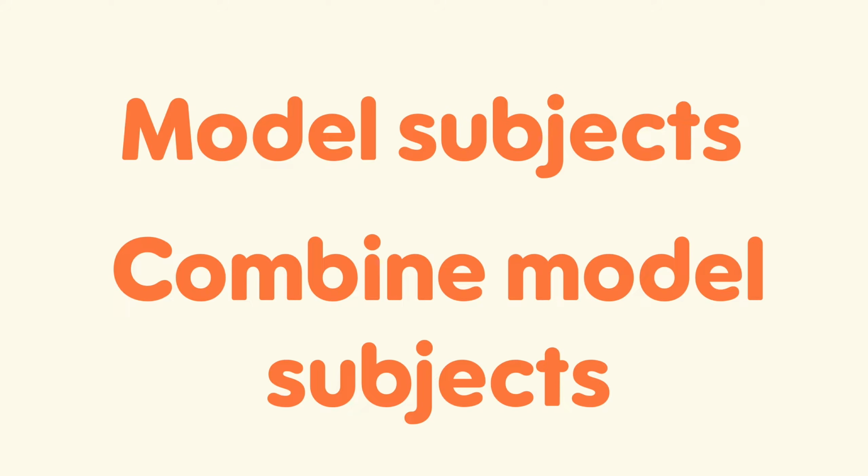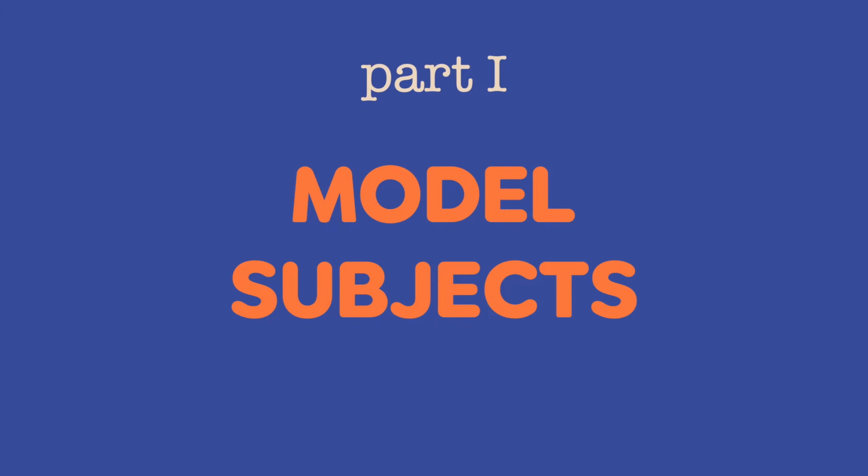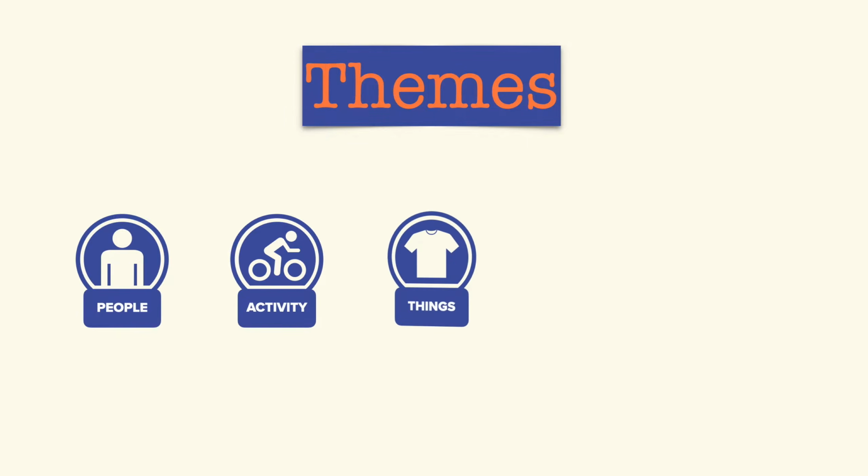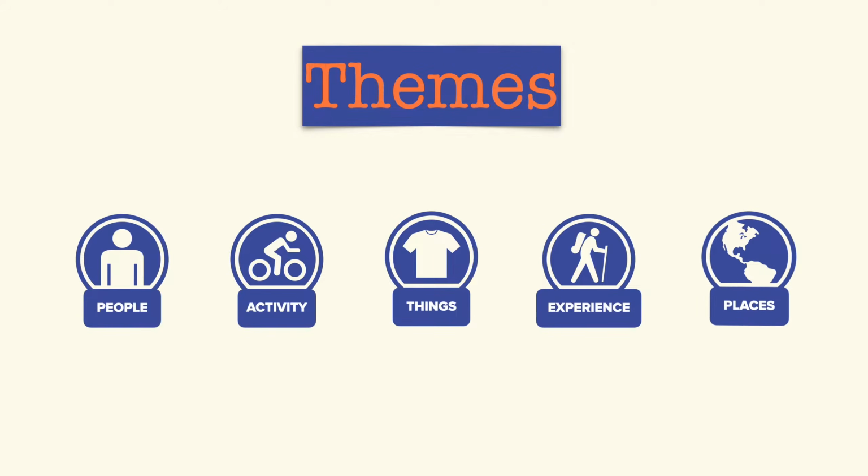This video contains two parts: how to prepare model subjects and how to combine them. So let's talk first about what the model subjects are. As you know, there are 5 common themes in the speaking part 2. The exam will ask you to describe a person, an activity, a thing, an experience, or a place. So when you practice speaking part 2 at home, you have to come up with an example for each theme.